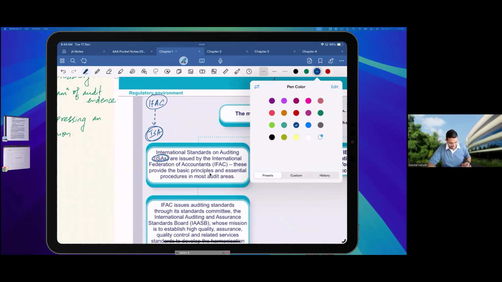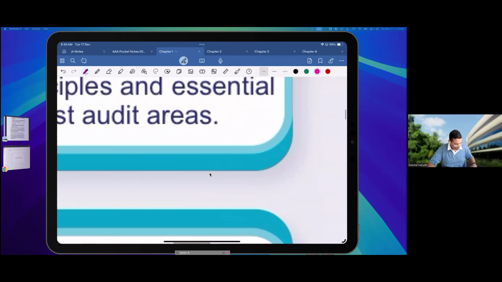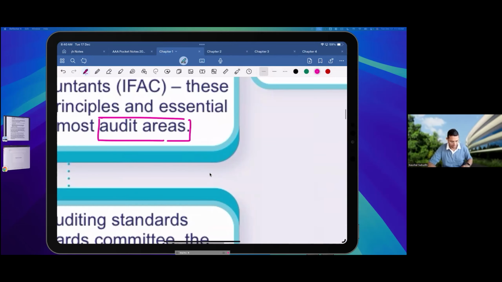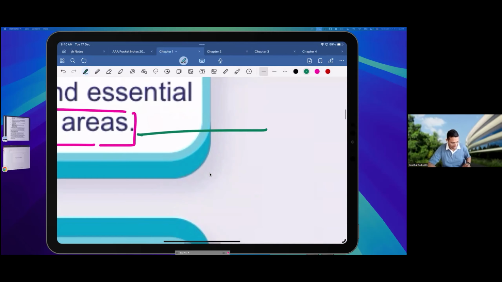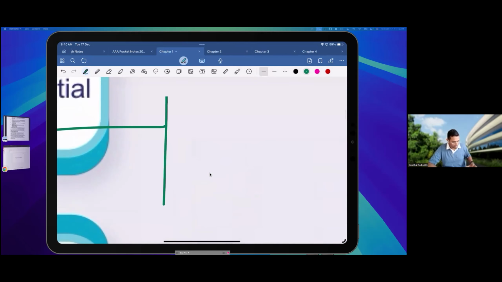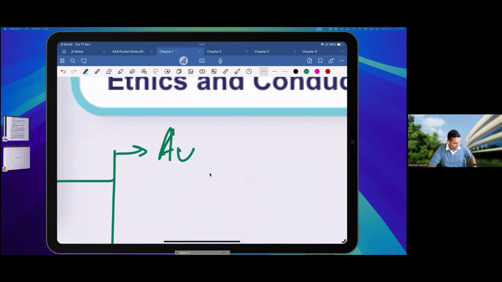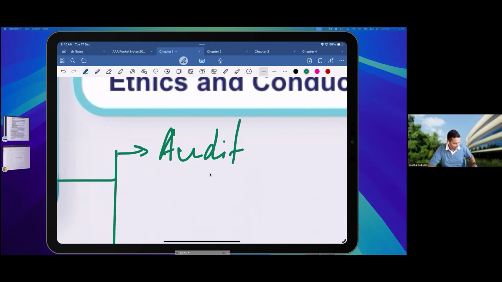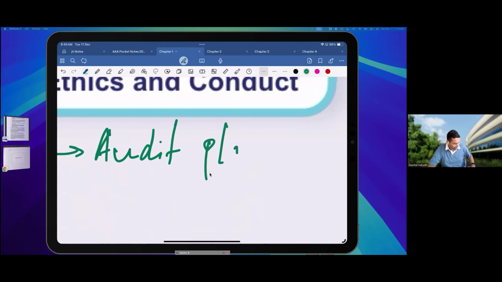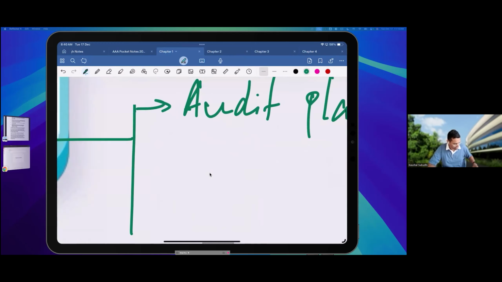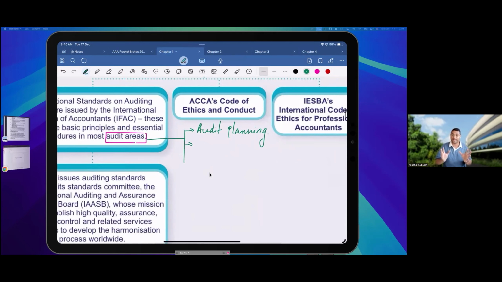Anyone? Does anyone have an idea? Let's use pink for the moment. This is where we are going to focus later, right? So what are the different audit areas, guys? Now, the most important audit area, as a good starting point, is going to be your audit planning. The moment you get your audit engagement letter, the first thing you would be doing is a bit of planning, okay?